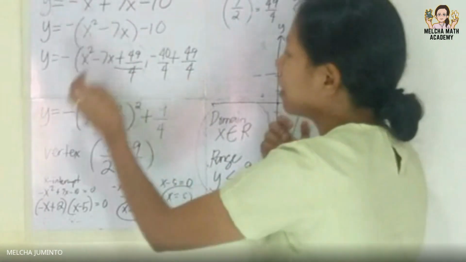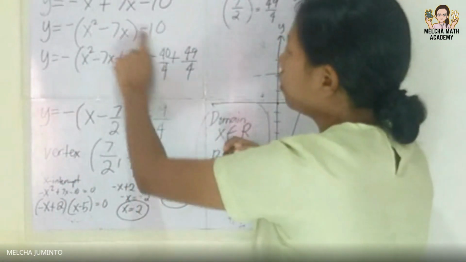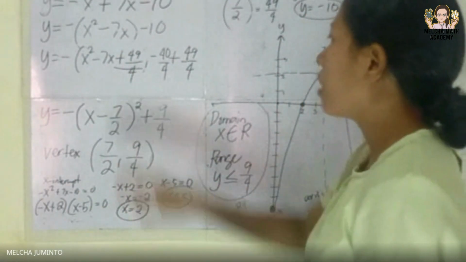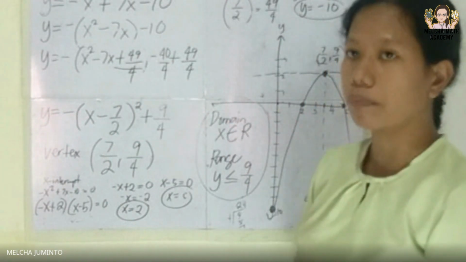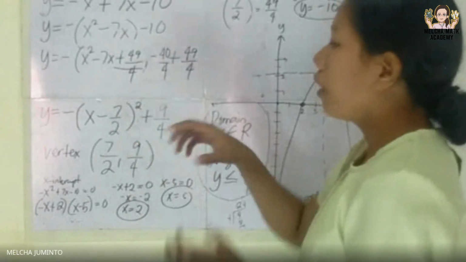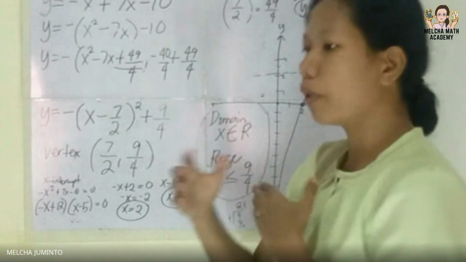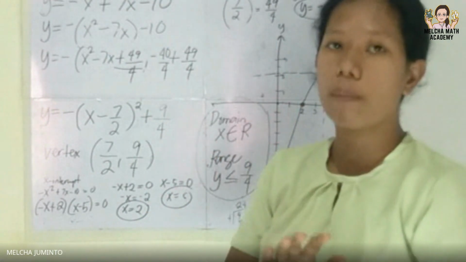Okay? And then next step, just copy -1. And then, etong trinomial na to, na x squared minus 7x plus 49/4 is a perfect square trinomial. Kasi nga, nag-apply ka ng completing the square. Para makuha mo yung isang binomial na pwede mag-square, because ang lahat ng perfect square trinomial can be written as a square of a binomial.